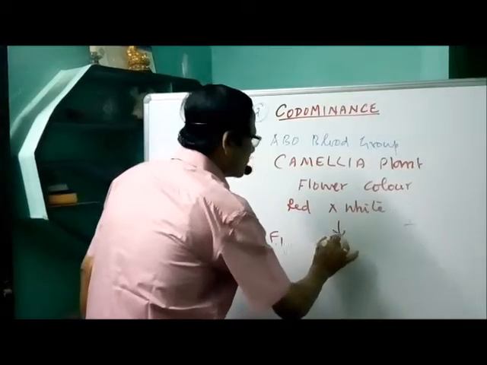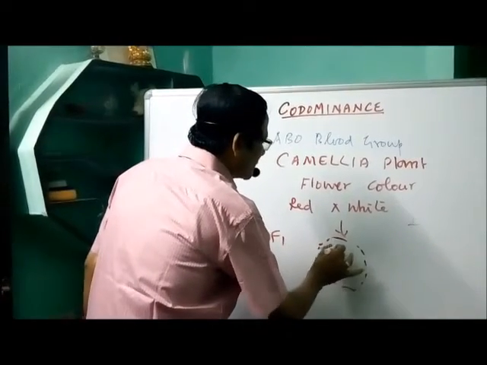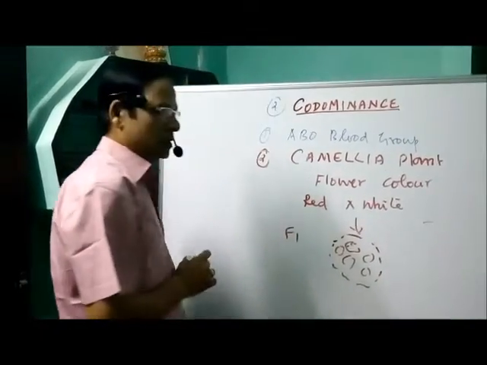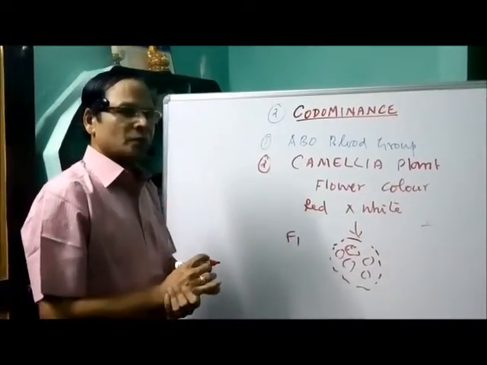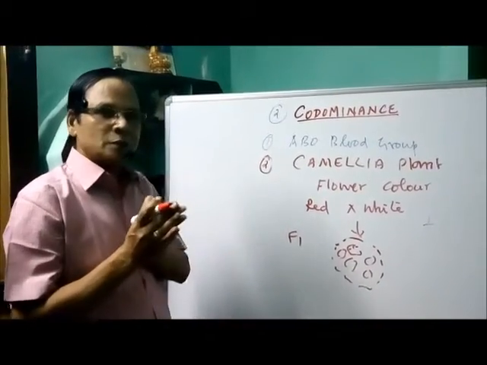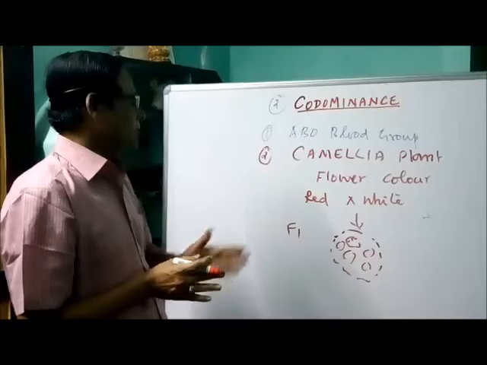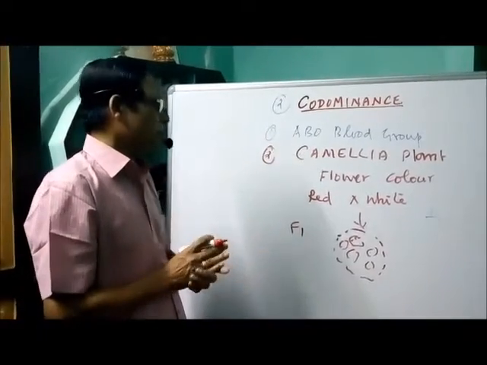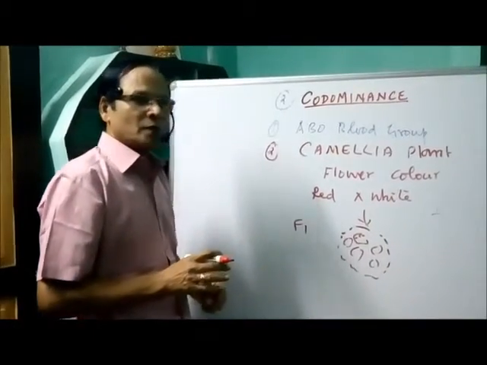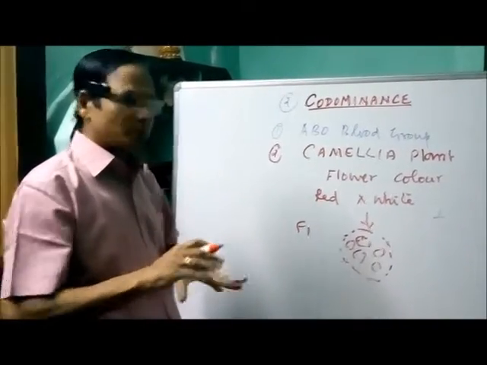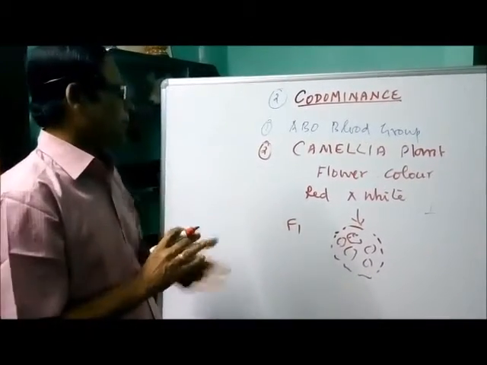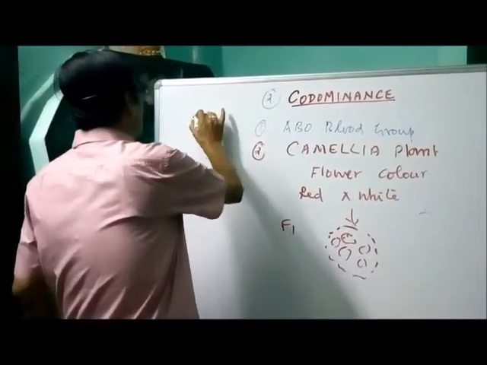If you take a flower, it has both white and red petals. This indicates that both the alleles are present together in the heterozygote and are expressing equally. In camellia, the flower colors red and white show no intermediate color formation. The red and white petals are present together, grouped to form the corolla of the plant. Another example is also given in the book.